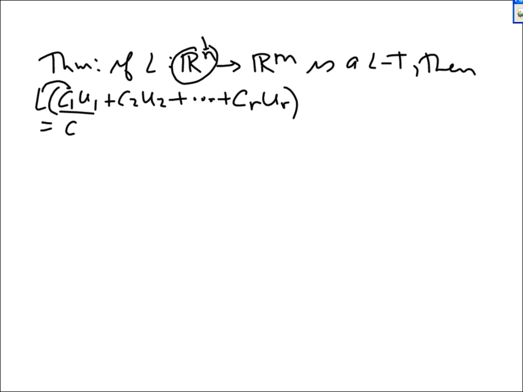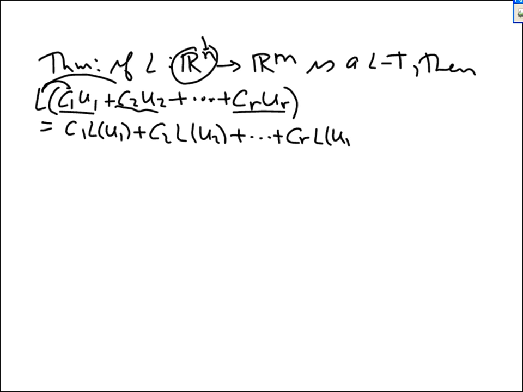And this is going to equal, put it down, L of C1U1, since L is linear, C1 comes out in front, plus L of the second vector, and the C2 can come out in front, all the way down to L of this vector, which is CR, L of UR. You can't be any more linear than that. But we need to prove this. This is a proof by induction.